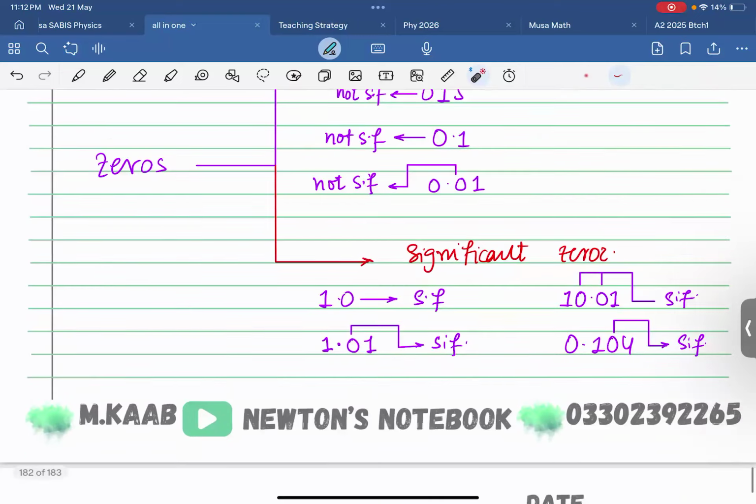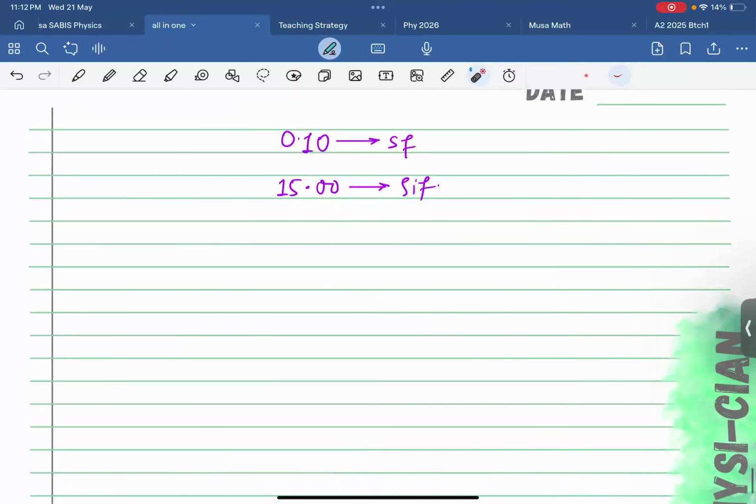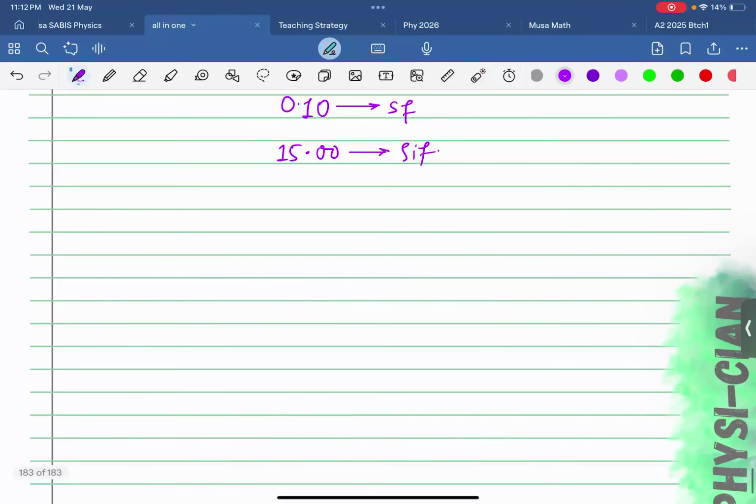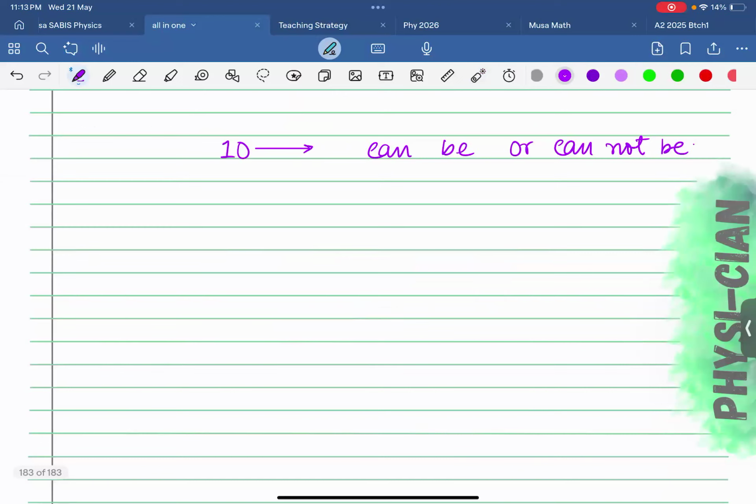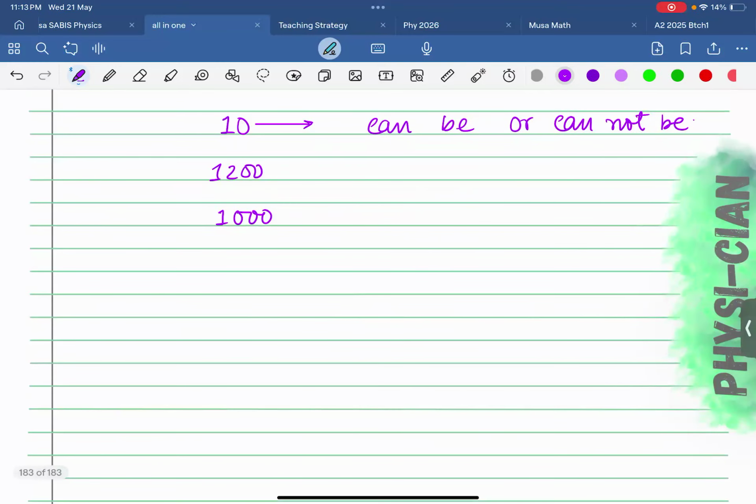And we have one more case where the zero can be significant or cannot be significant. So that case is if you have something like 10. This zero can be significant or it cannot be. Okay. How? Or any zero like this. If you have like 1200, these two zeros can be or cannot be. If you have triple zero, these can be or cannot be, right? So it depends upon the rest of the values.